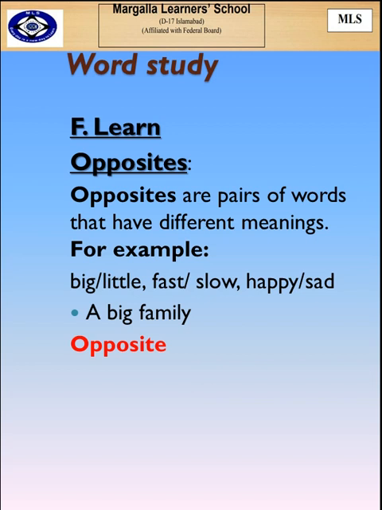We can use a sentence to understand the opposites. A big family. What can its opposite be? Think about it. Yes, a small family. Very good.